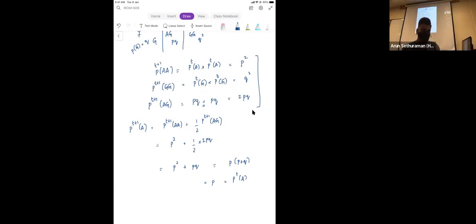Okay. So similarly, P at t plus 1 of G would be expected to be equal to Q, which is just P at t of G. And we call this the second principle of Hardy-Weinberg equilibrium, which basically tells you that after one generation of random mating, the allele frequencies do not change. Okay. So far, so good. Okay.